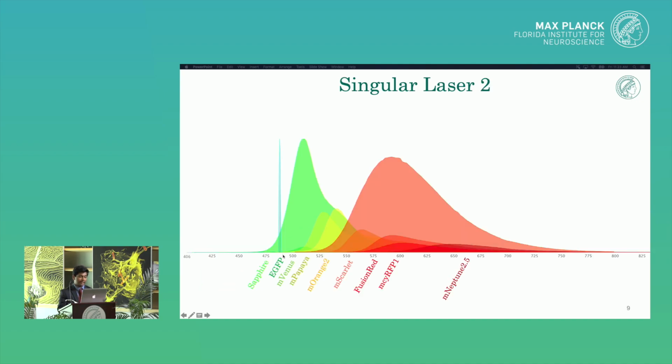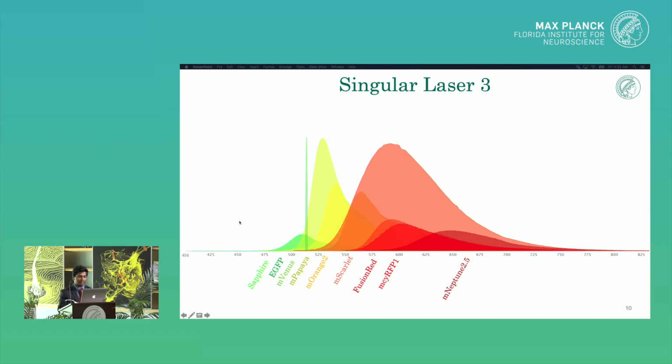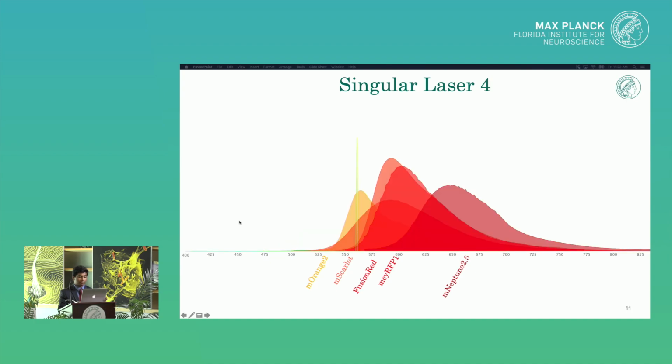Similarly here, we excite at a wavelength of 488 in this case. We see a lot of sapphire and EGFP, and we also get a lot of the red, but all of the blue that we were previously observing has now disappeared. So we can continue on looking at individual lasers, 6 in total, and you can see that we're getting various subsets of fluorophores.